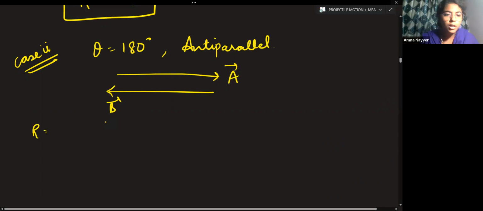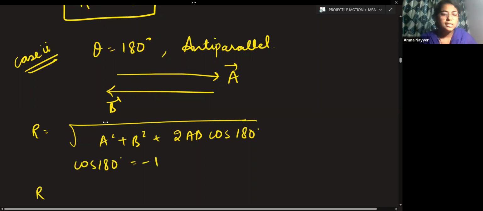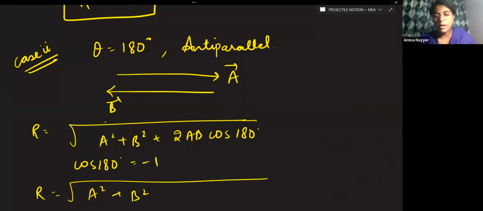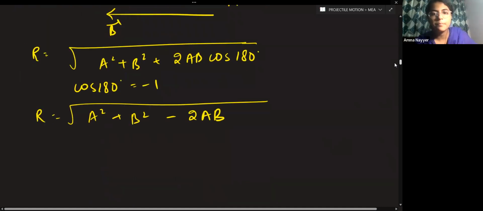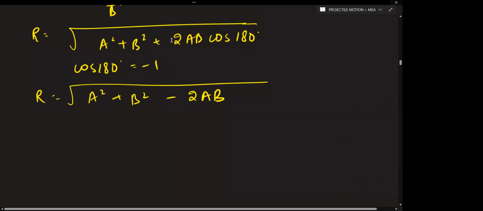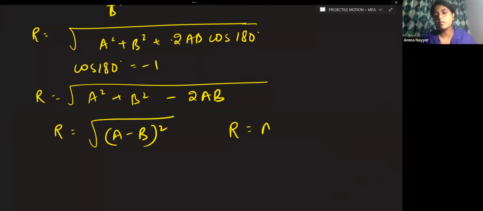So in the formula of resultant, A square plus B square plus 2AB cos theta, this time it is 180 degrees. Cos 180 is minus 1. So R becomes under root A square plus B square, and this is minus 1, so minus 2AB. Now can you see another identity once again? A minus B whole square. Perfect. So this becomes under root A minus B whole square. This square cancels it. So this is A minus B.